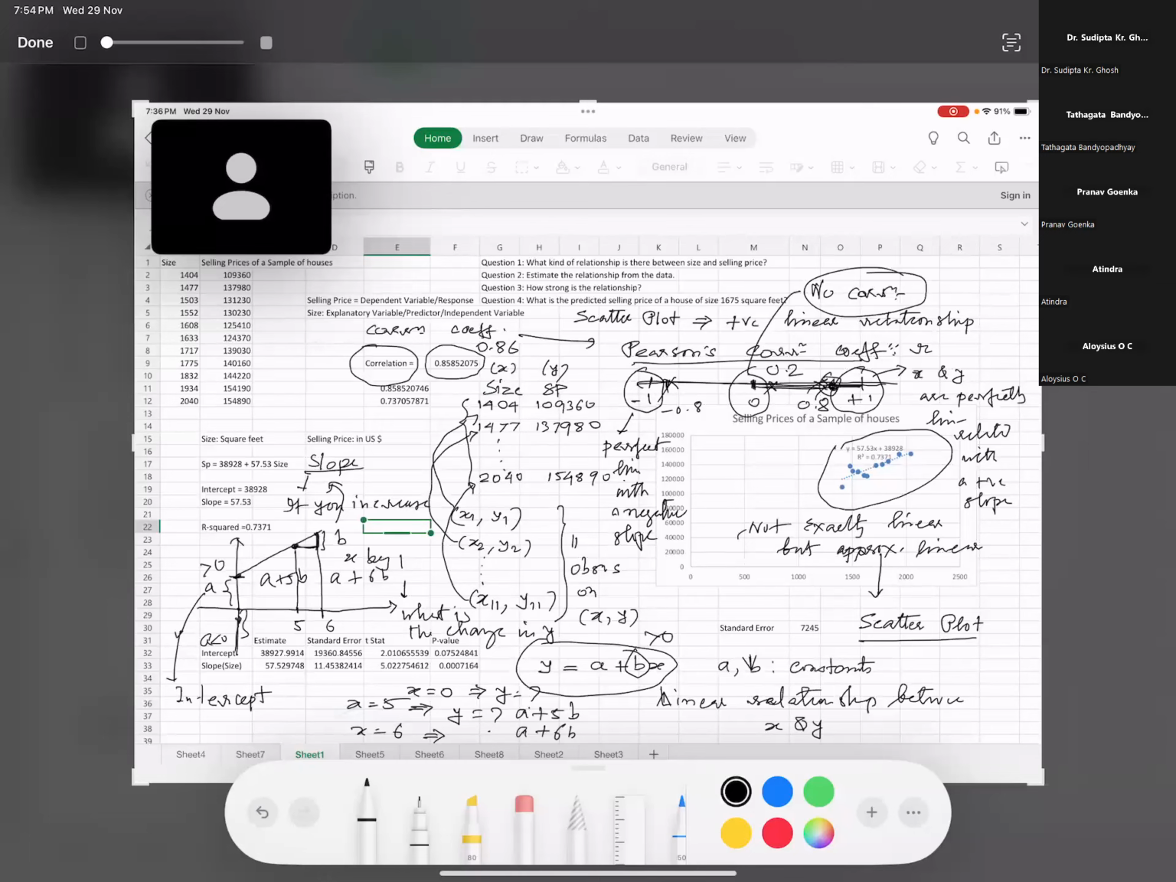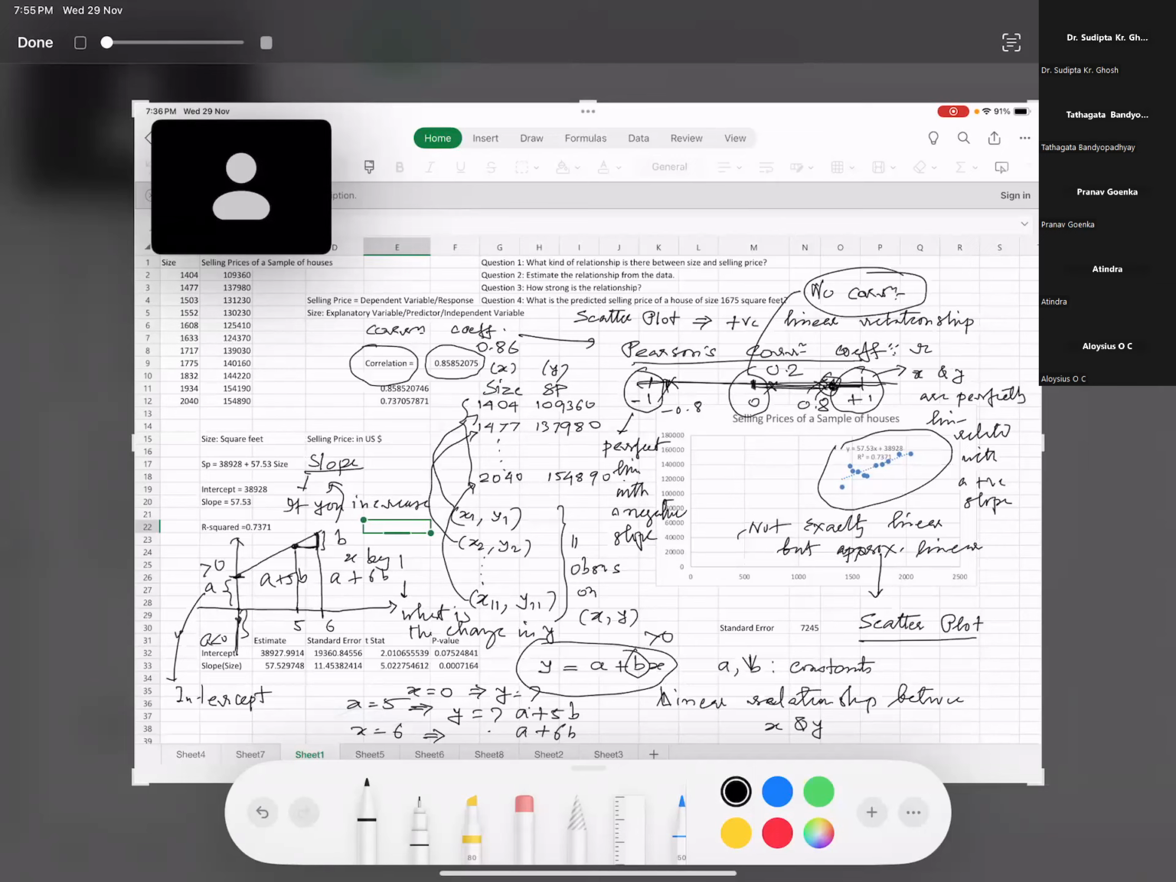But what is the definition of the correlation coefficient? I am not getting into it because it's a little bit complicated. But what does the correlation coefficient mean, and if you get a value, how do you interpret it? That I have already discussed. So in this particular case, the correlation coefficient is 0.86. That means it is quite strong.